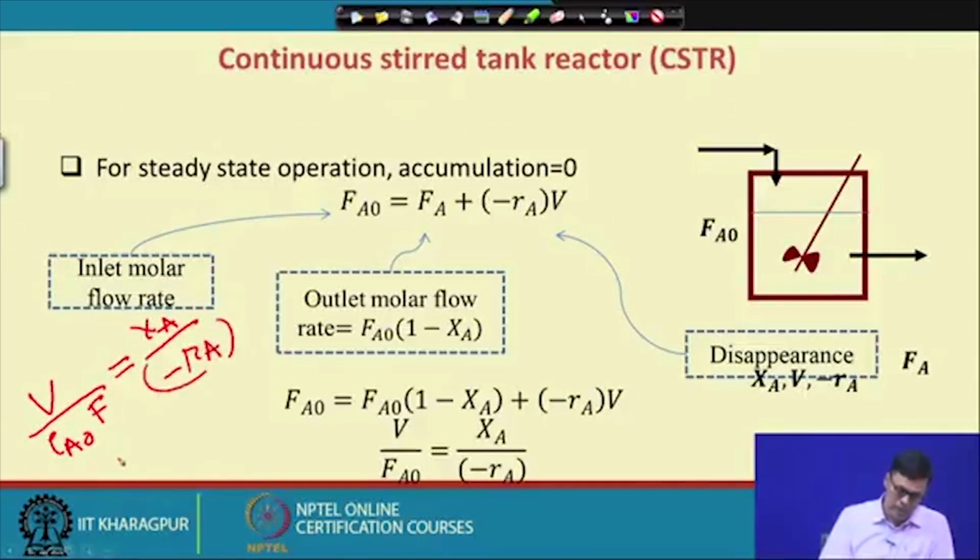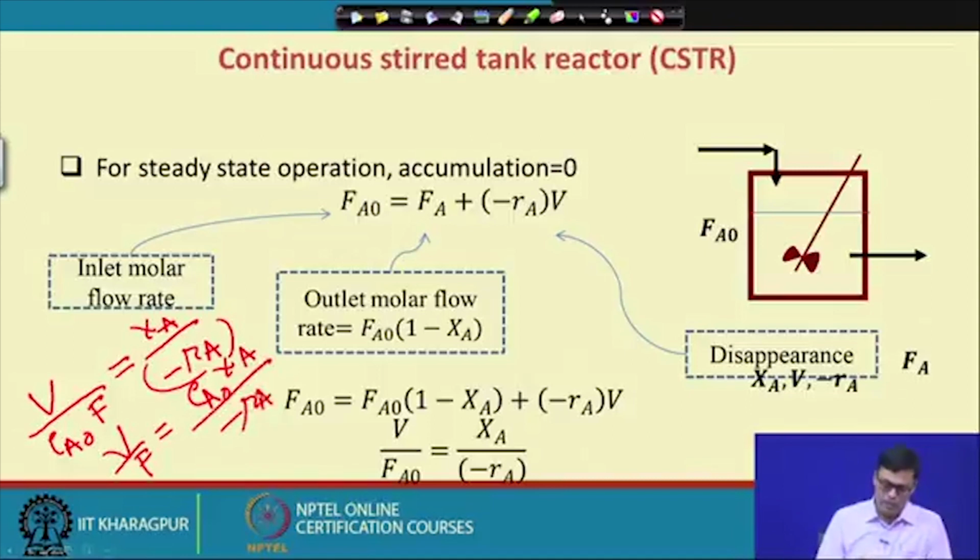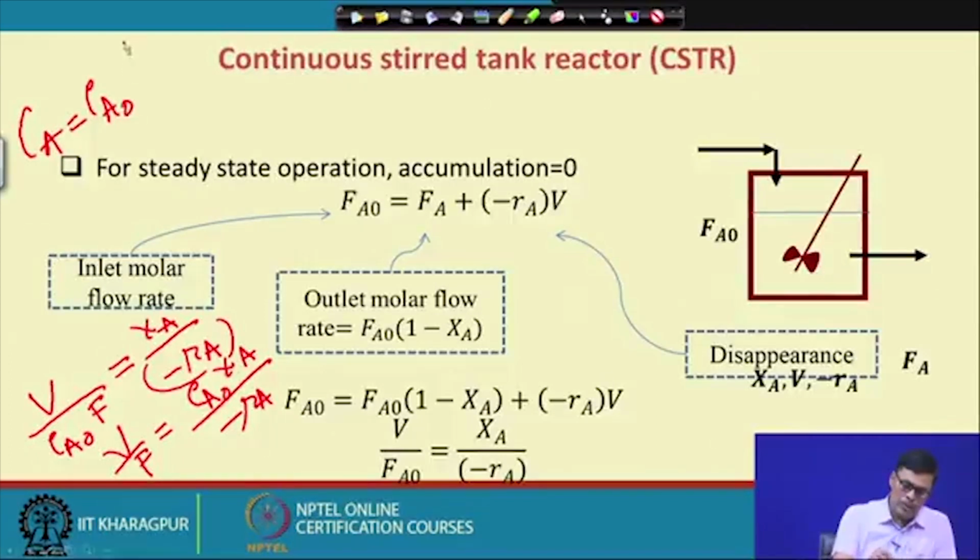Now this is V by F equal to what? Equal to Ca0 into Xa by minus Ra. Can I write like this? Now what I told you is Ca equal to Ca0 into 1 minus Xa. The dCa will be equal to what? Minus Ca0 into dXa.